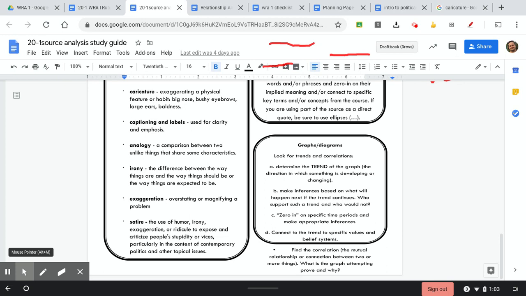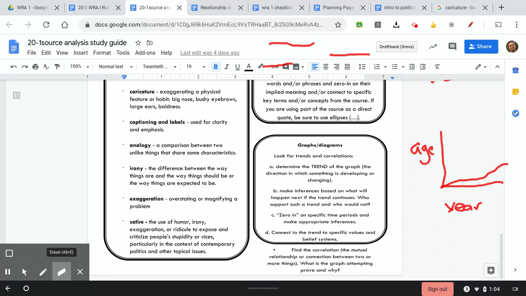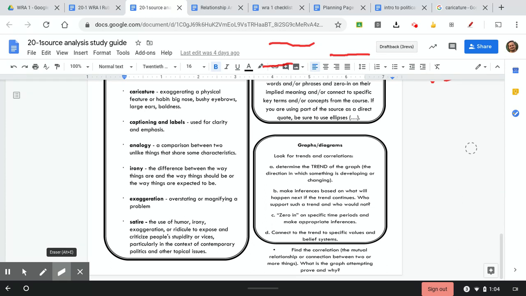Maybe you get a graph showing life expectancy, right? You've got age on the one axis, year on the other. Maybe you're seeing something like this. That could be a graph that you see. So you now need to be analyzing what's the trend, what's happening next. So that might be something you get on a WRA I as well.